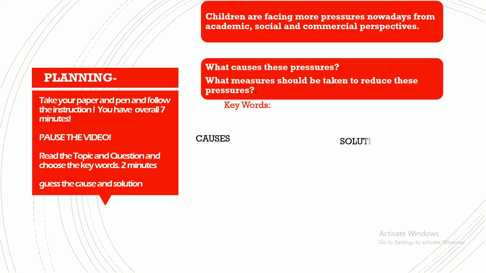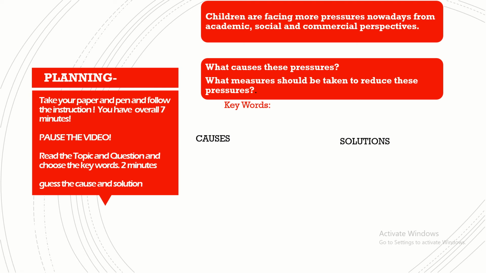Well, now let's look at my planning process. Of course, before brainstorming, I need to show the keywords from the topic and the questions. So the keywords here are children are facing more pressures nowadays. So pressures is the first keyword from academic, social, and commercial perspectives. So we are supposed to discuss all these three perspectives, and you cannot miss any of these because they are given as a main part.